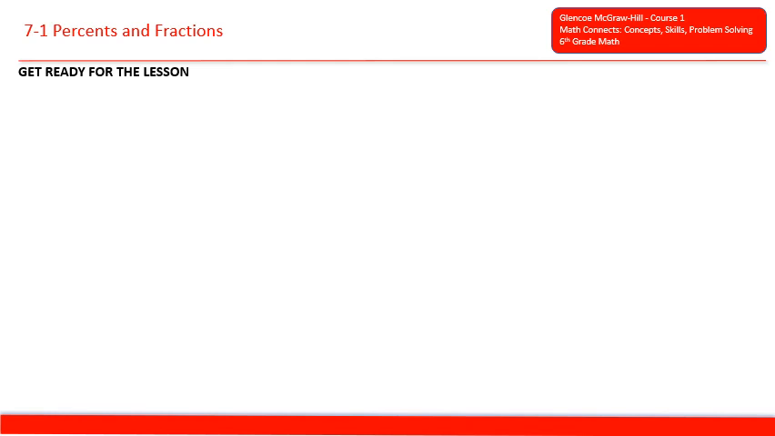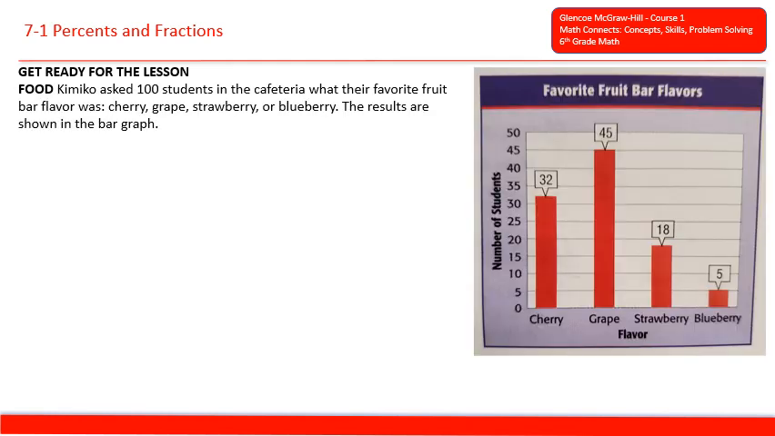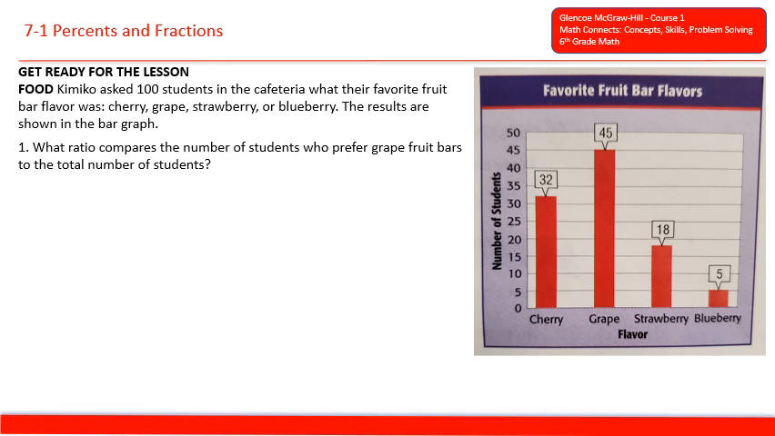You ready for the lesson? Food. Kamiko asked 100 students in the cafeteria what their favorite fruit bar was: cherry, grape, strawberry, or blueberry. The results are shown in the bar graph. So we can see cherry has 32, grape 45, strawberry 18, and blueberry 5. What ratio compares the number of students who prefer grape fruit bars to the total number of students?